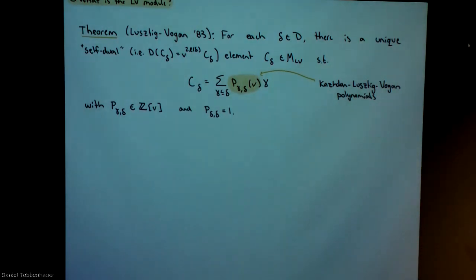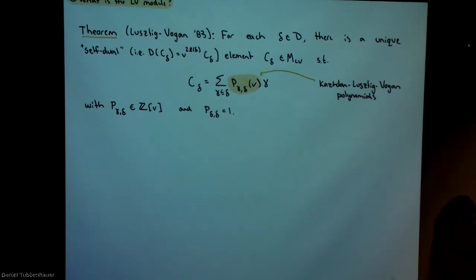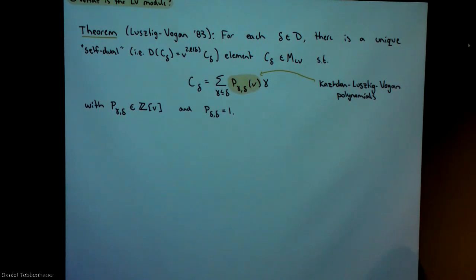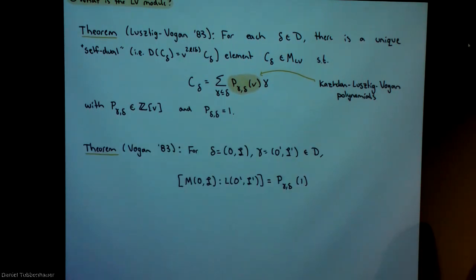So within this Lusztig-Vogan module, for every choice of parameter, we have two elements. We have the basis that is used to define the module, and then we prove the existence of some self-dual basis. If we write the self-dual basis in terms of the defining basis, the coefficients are polynomials, and if we evaluate these polynomials at 1, we get the multiplicities of irreducible admissible (g,K)-modules in standard ones. And these polynomials are called Kazhdan-Lusztig-Vogan polynomials.